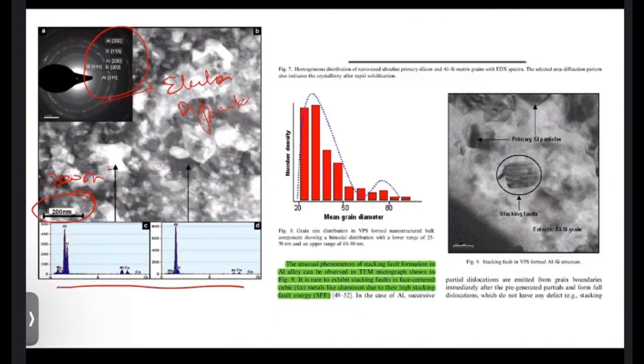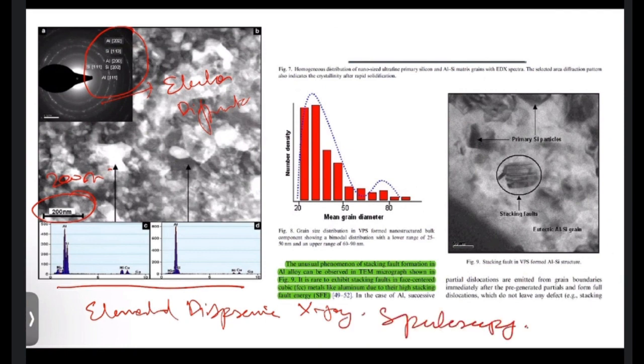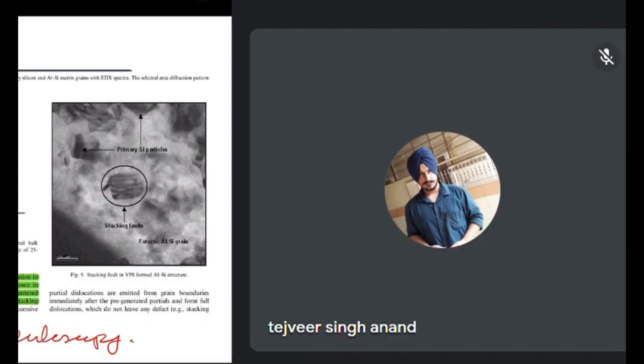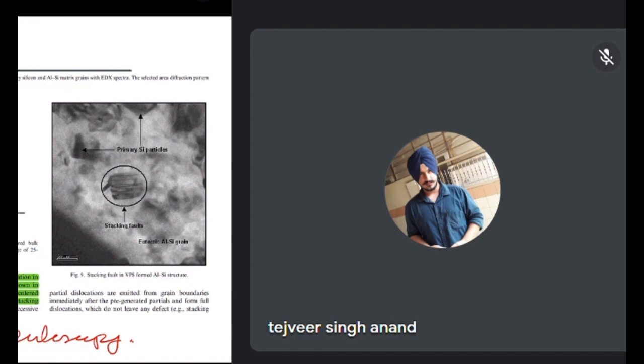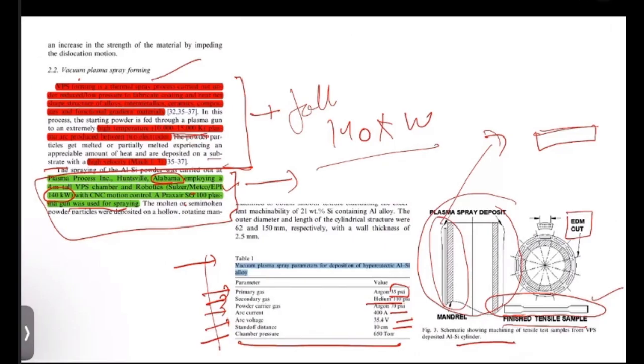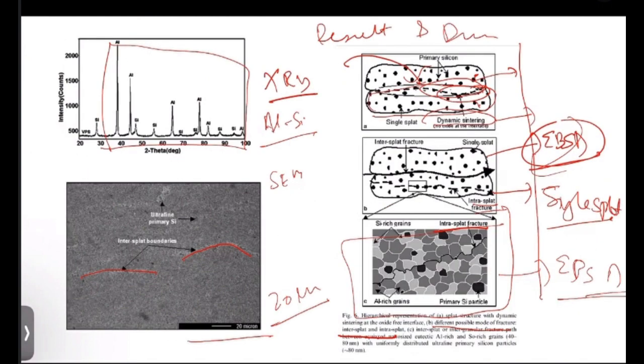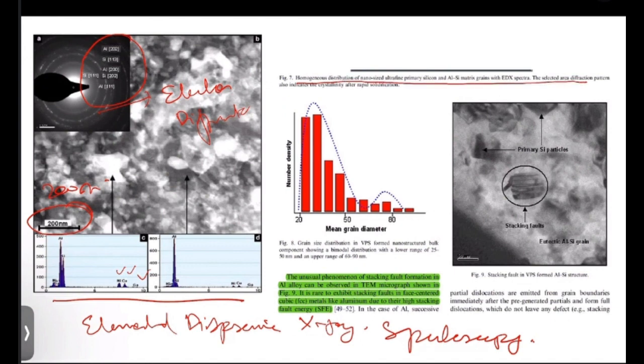They have taken EDX, energy dispersive X-ray spectroscopy, and they have found it was initially made of silicon, aluminium. Some nickel, copper is also present, and some amount of gallium is also present. They have already described this in their material section, experimental procedure, so we are just reconfirming that we have got all the elements and the right kind of alloy. It means homogeneous distribution, nano-sized, ultra-fine primary silicon and aluminium matrix grain, with EDX spectra mentioned. This is what I was talking about. Homogeneous distribution is there.